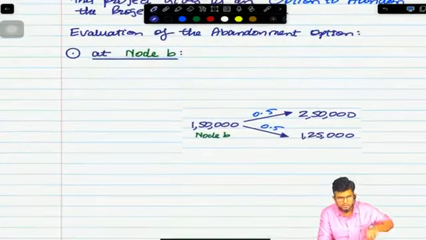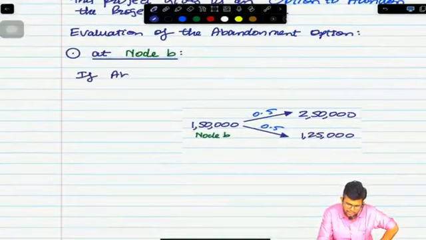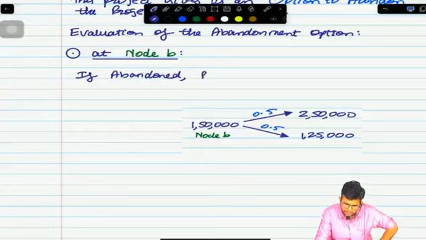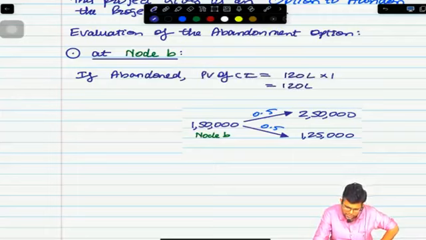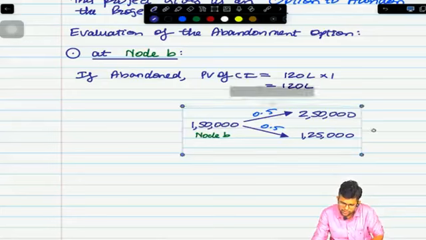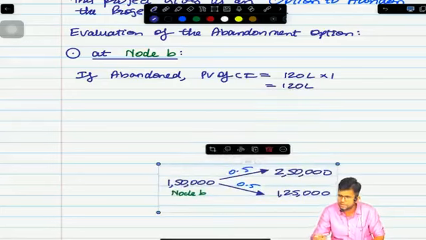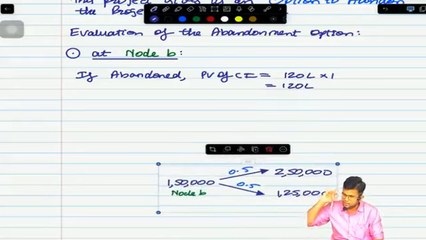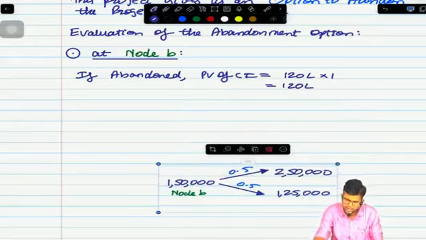Students, please understand. If abandoned, PV of CI will be 120 lakh into 1. That is 120 lakh. Is the story clear to you? 120 lakh into 1. By the way, PV means I am not calculating PV at year 0. I hope you read this is present value at year 1, at node B.